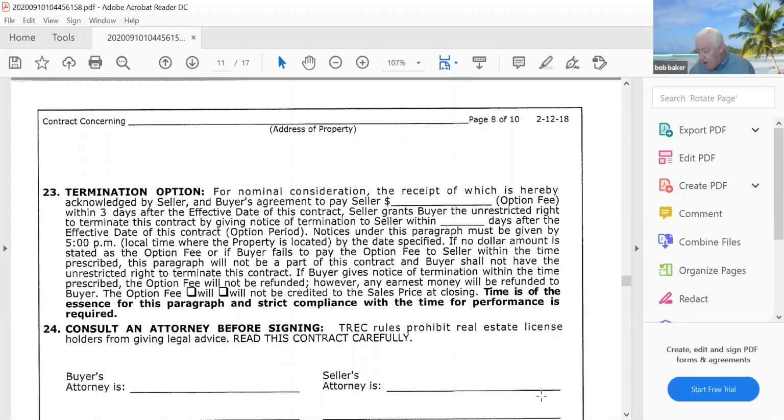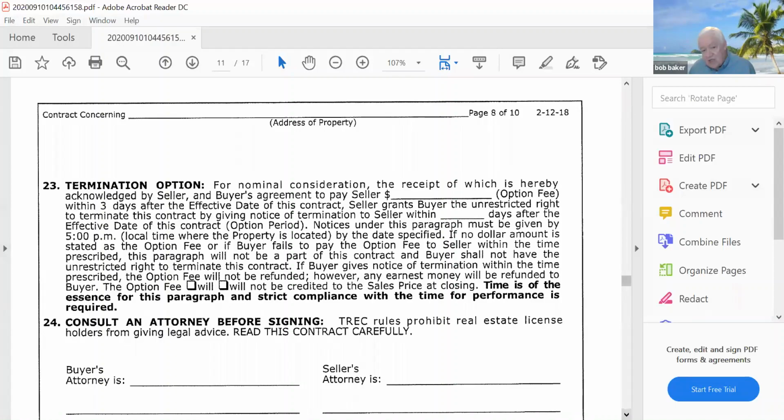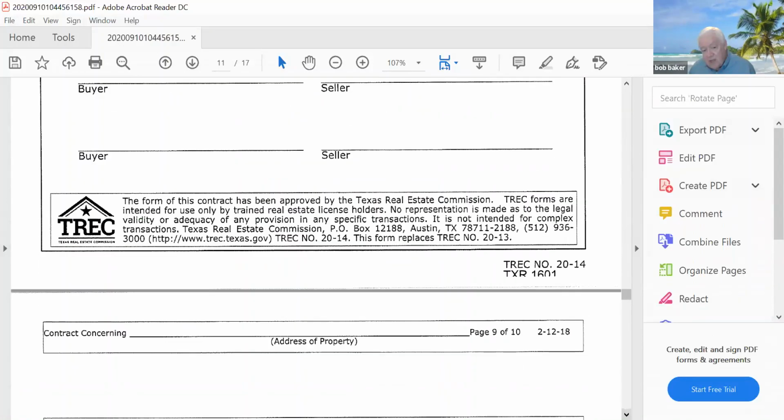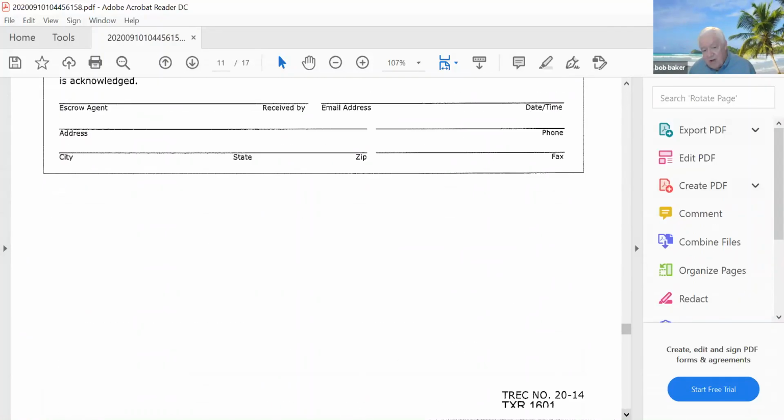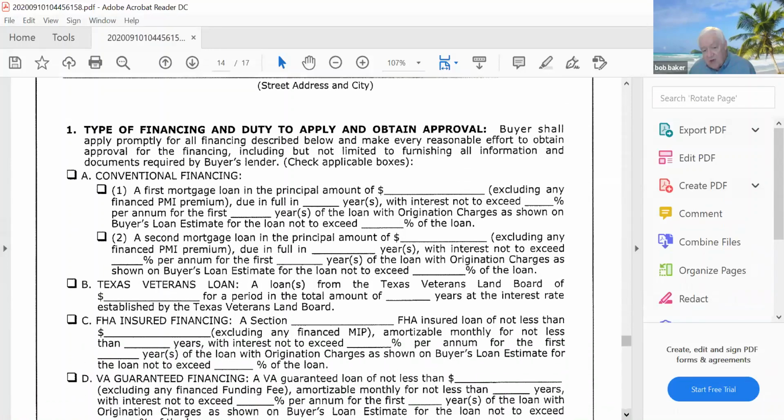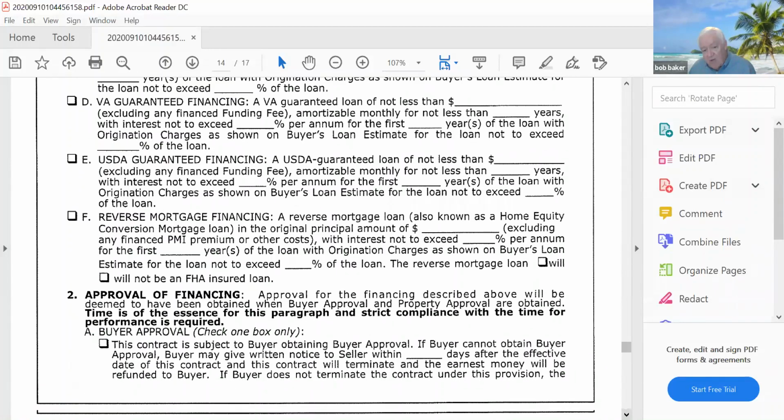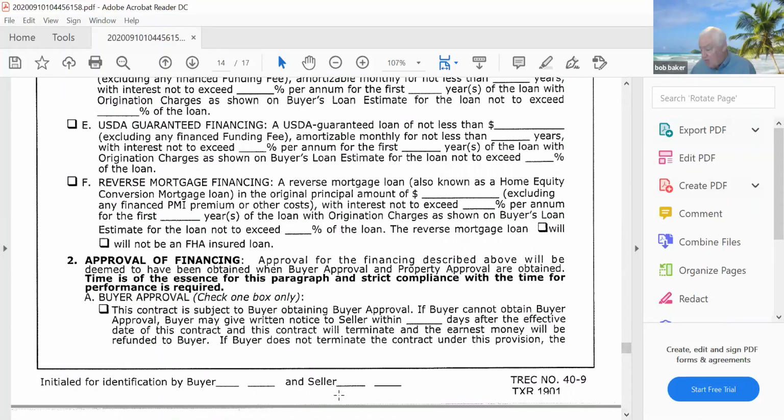Okay, now buyer approval. Let's go back to the third-party financing addendum. On the first page of the third-party financing addendum, down in 2A, we've got buyer approval. We've got a blank for a number of days. And so the question is, where do we get that? Where do we get the number of days for buyer approval as stated in the third-party financing addendum? Where do you get that?